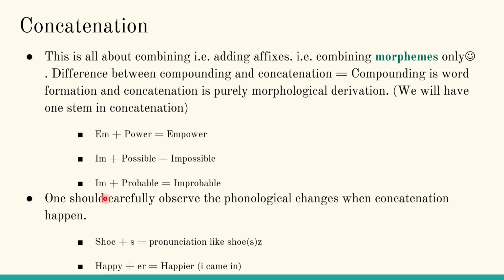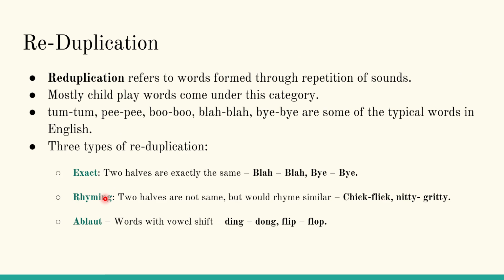The pronunciation gets changed. Shoe plus S becomes shoes. When you call it shoes, it is Z at the end when you pronounce it instead of S. Happy plus ER, when you write it, you cannot write it as HAPPYER. It has to be HAPPIER. So there is a change. These phonological changes and pronunciation changes are very important to observe when you go with concatenation.